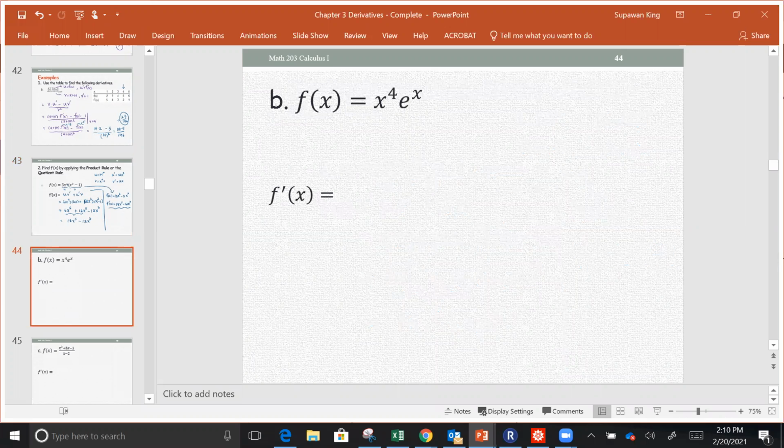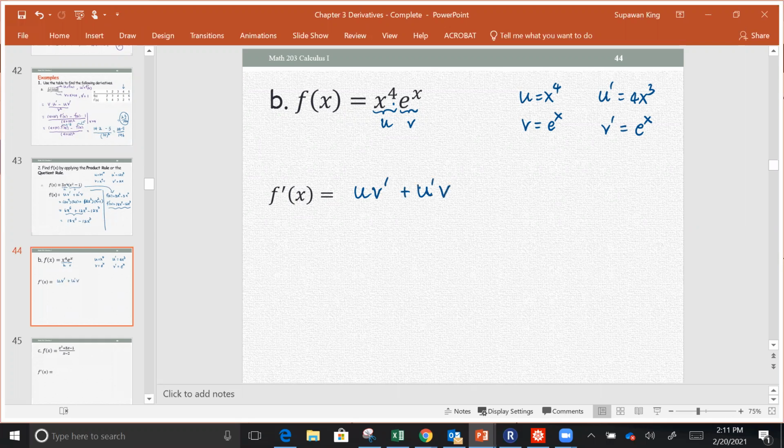In part B, f of x is x to the fourth times e to the x. You see the product. Let the first function be u, the second function be v. U is x to the fourth, u prime is 4x to the third, and v as the second function is e to the x. The derivative of the exponential function is the same, so e to the x is v prime.